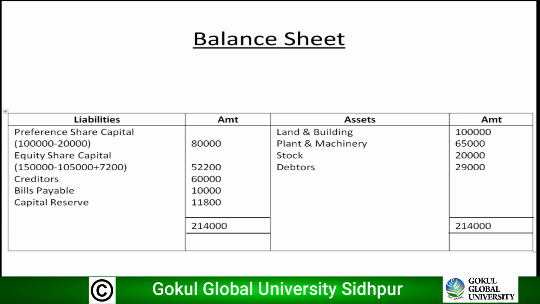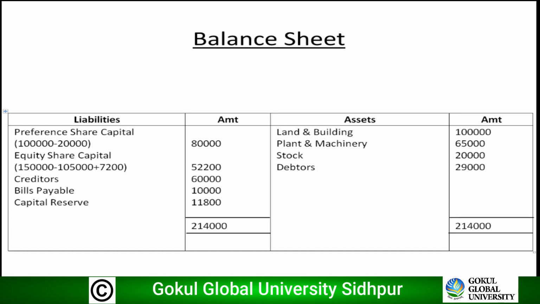Next, creditors. There are no changes in the amount of creditors, so it will remain same. Balance sheet, bills payable. Also, there are no changes in bills payable. And last, capital reserve. Capital reserve is our liability, so we have to consider it in our balance sheet. Land and building 1 lakh. There are no changes in land and building, so it will remain same as old balance sheet, 1 lakh rupees.